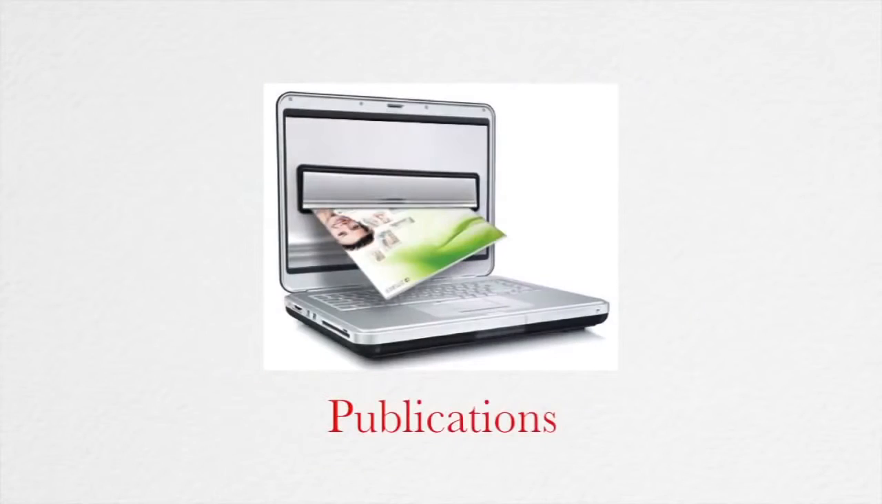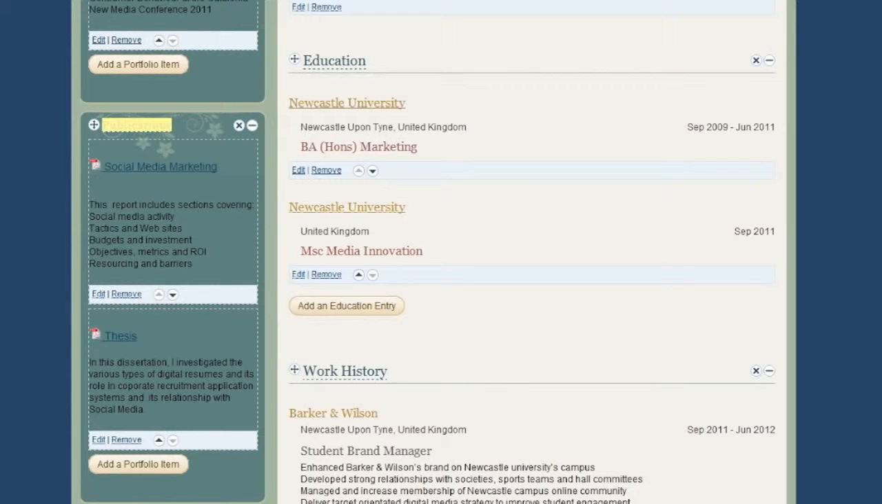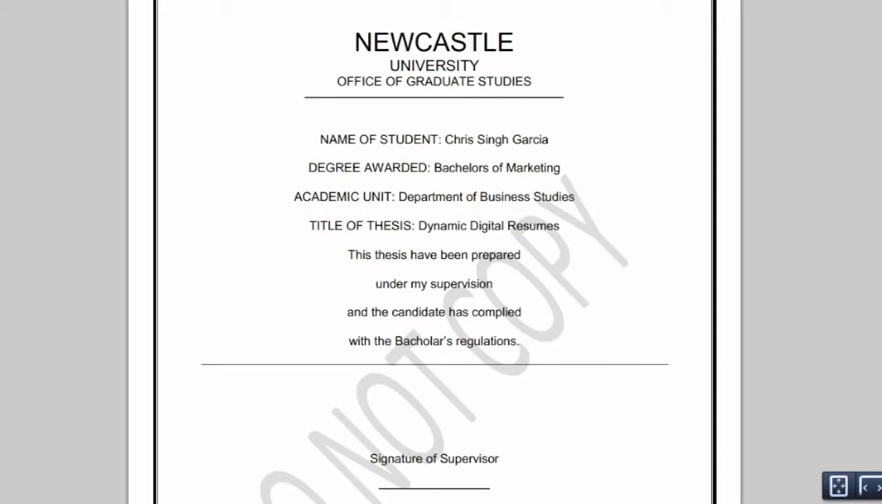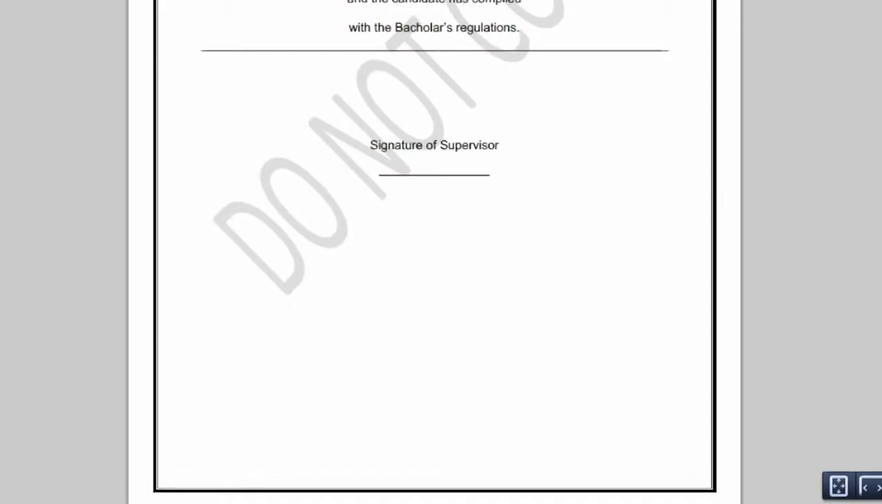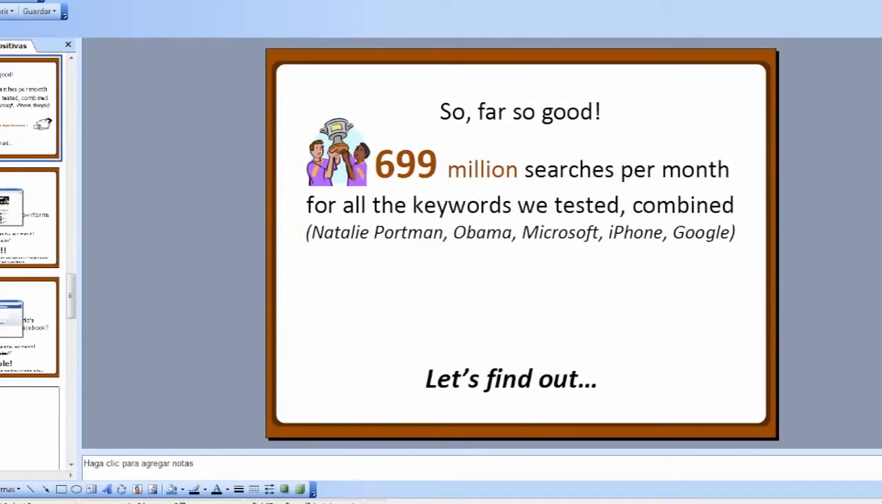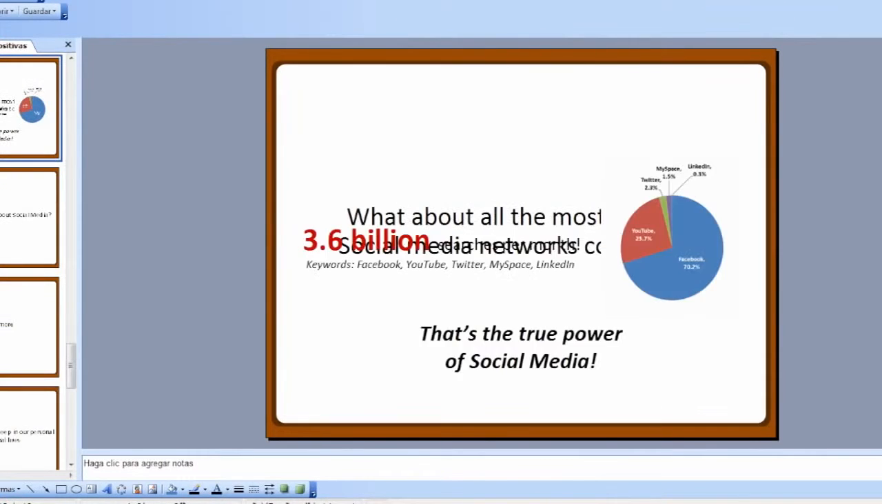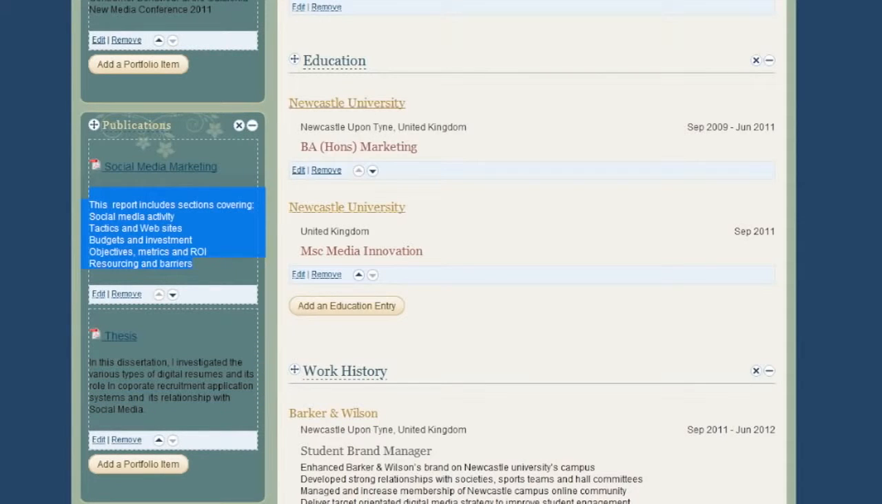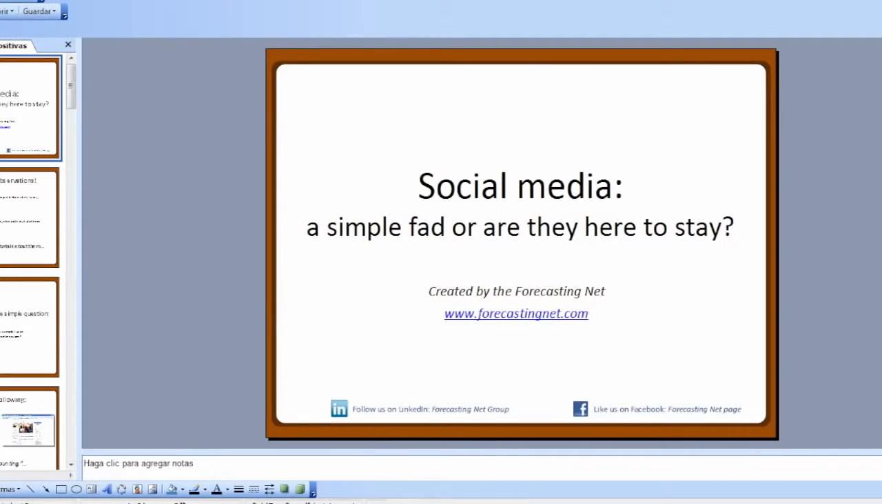The publication section. If you have produced case studies, reports, evaluations from university modules or from work experiences, or even your thesis, you may include them here. This section should reveal your extensive knowledge base in your professional field. As examples, I have uploaded my dissertation and a social media report that I wrote as part of a research paper module.